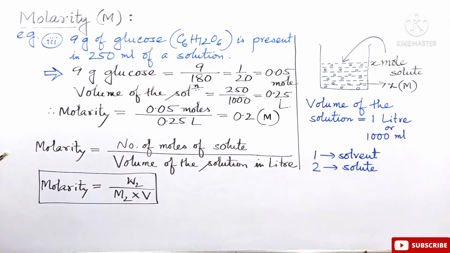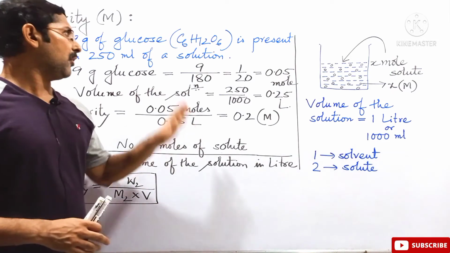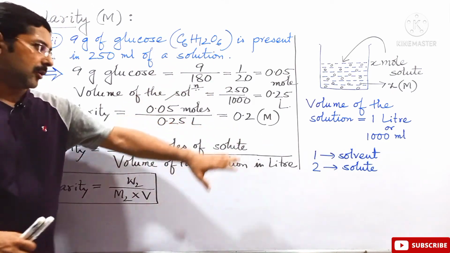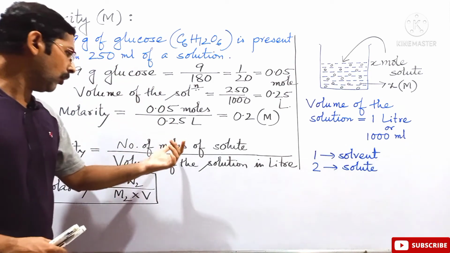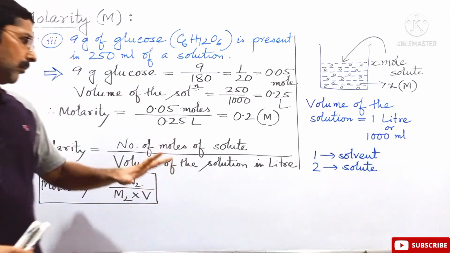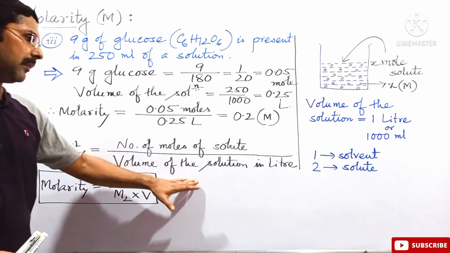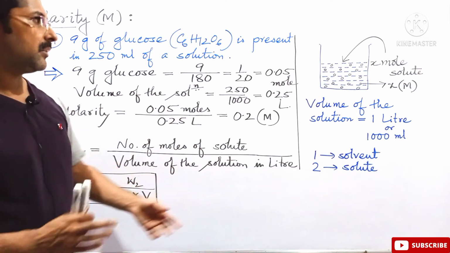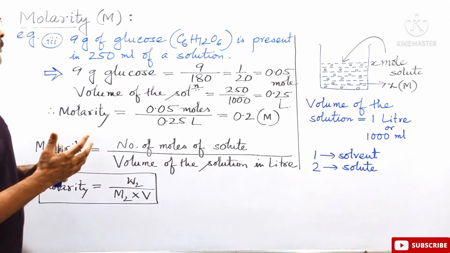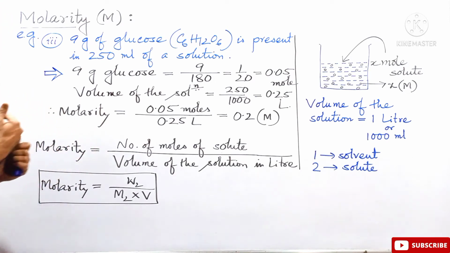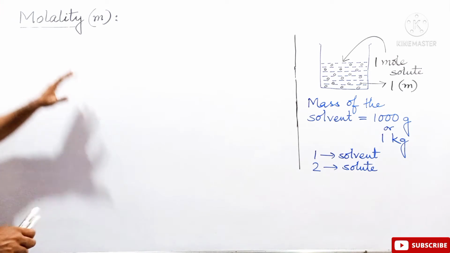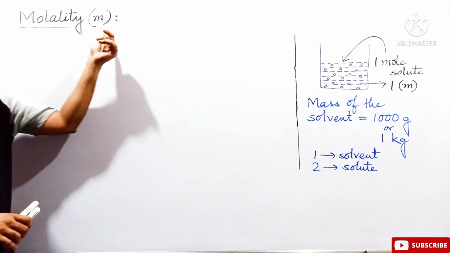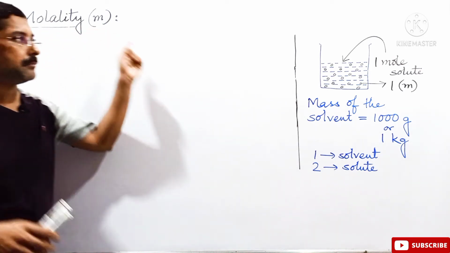Okay. So there can be thousands of problems like that. Okay. So this is very simple. Molarity means simply mole per liter. Number of moles of solute divided by volume of the solution in liter, right? So let's move to the second concentration term, which is molality. Our second concentration term is molality, which is represented by small m, right?